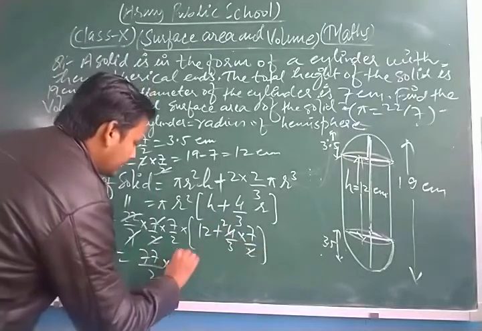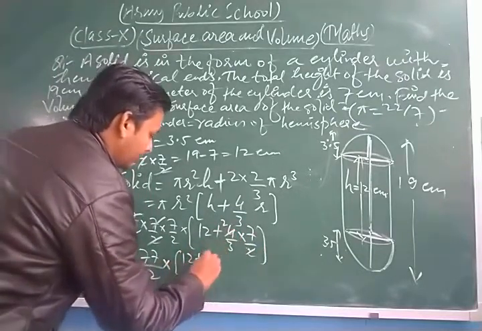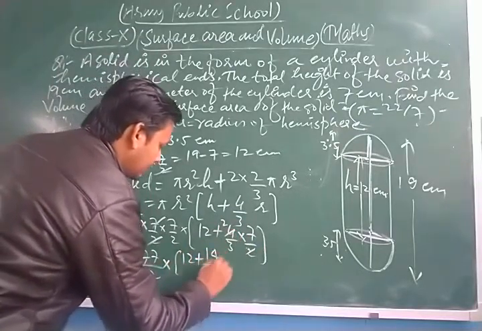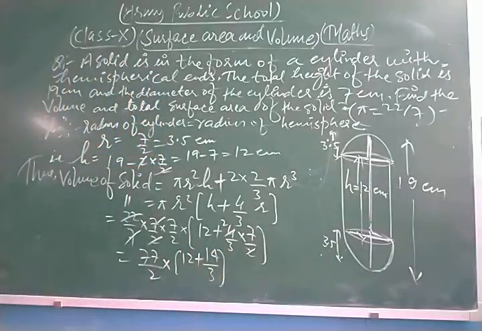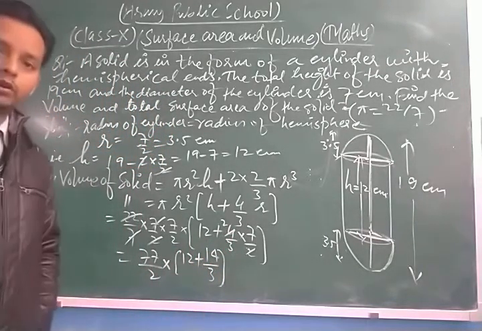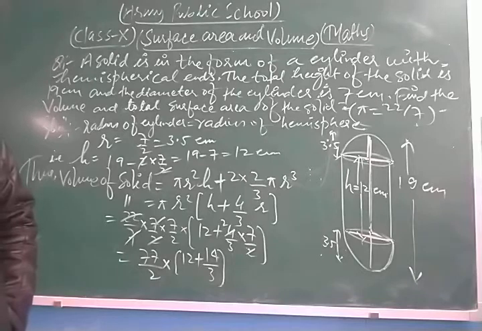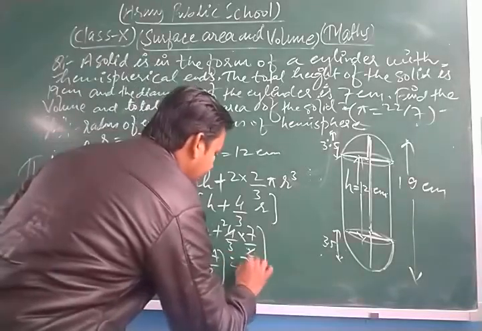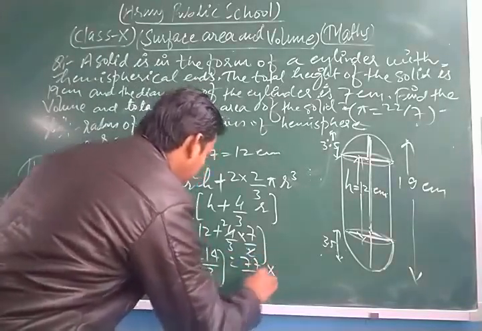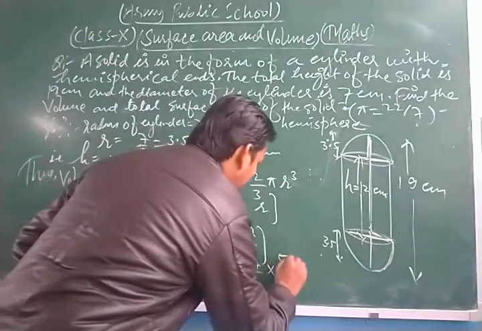This is 12 plus 14 upon 3. Now after simplifying them, dear student, we can write it as 77 upon 2 into 50 upon 3.